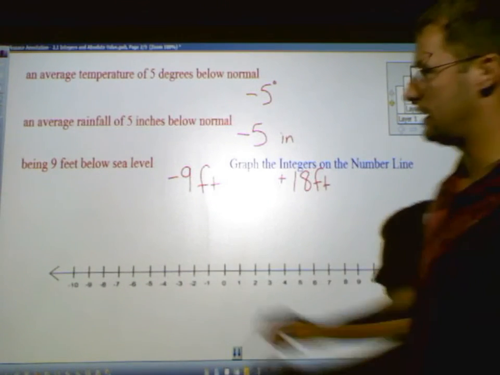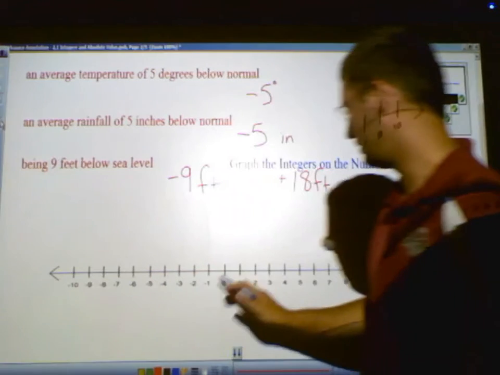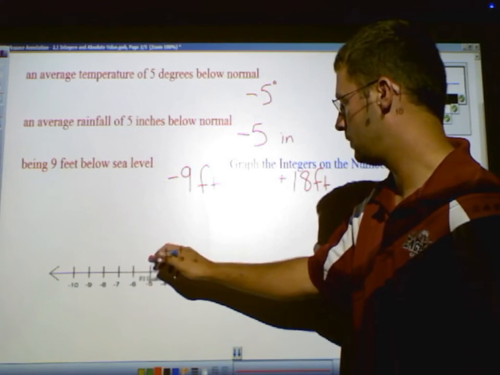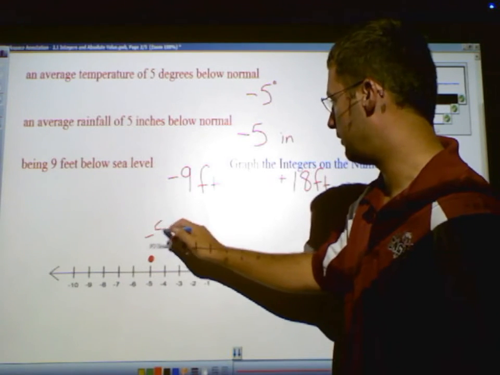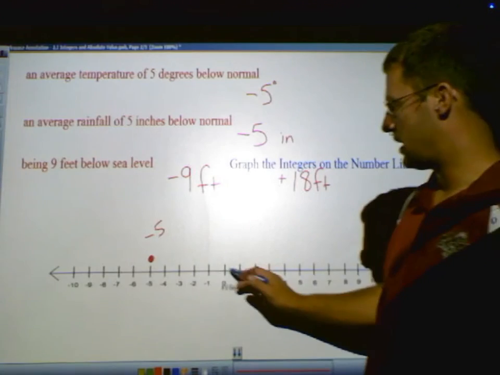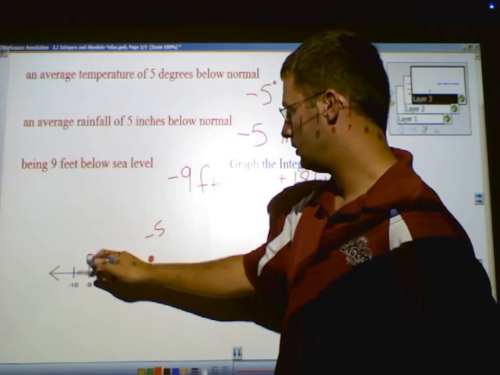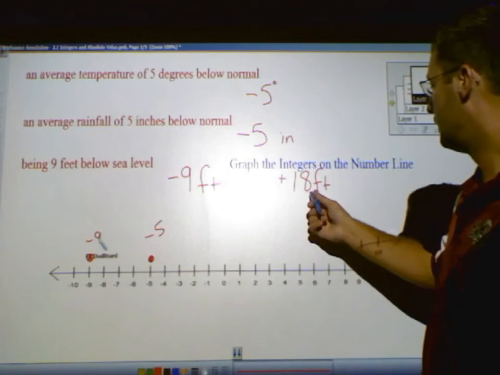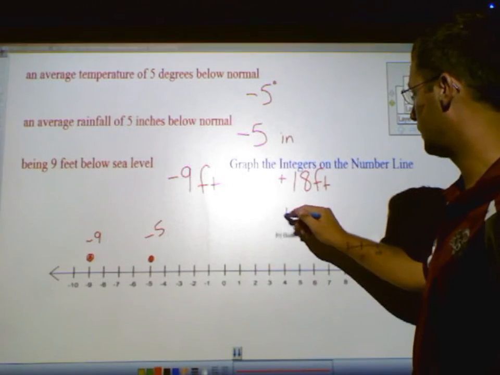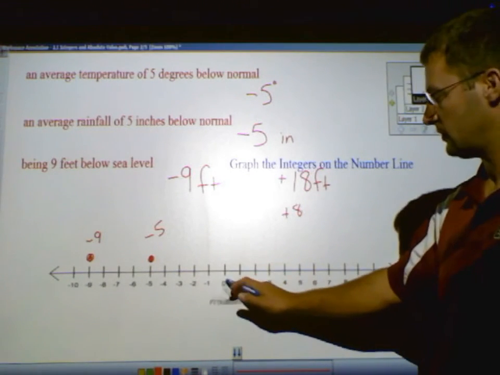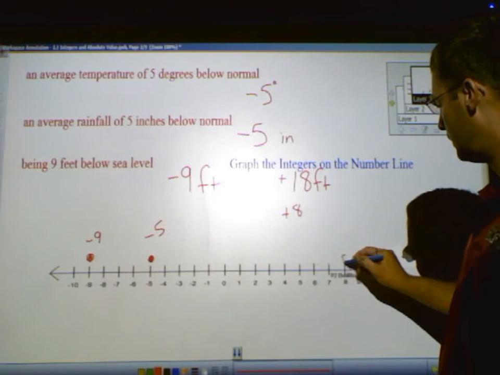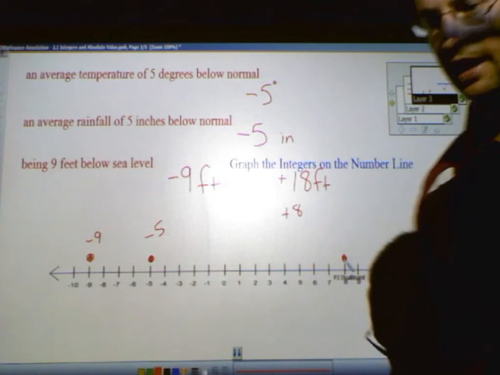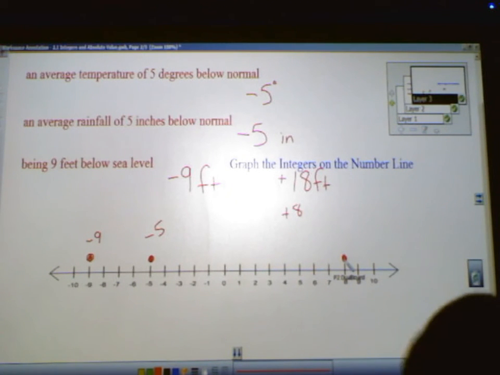Okay, but if I'm going to have a negative 5, I'm going to go to 0, but now I'm working in the negatives. Okay, so negative 5. I have a negative 9. Okay, so again, I'm working in the negatives. If this wasn't 18 feet, let's call it positive 8. Again, I start at 0, I go to positive 8. Okay, and so we're going to graph, and we've done that in the past, so I think when we get to that tomorrow, it shouldn't be a big deal.